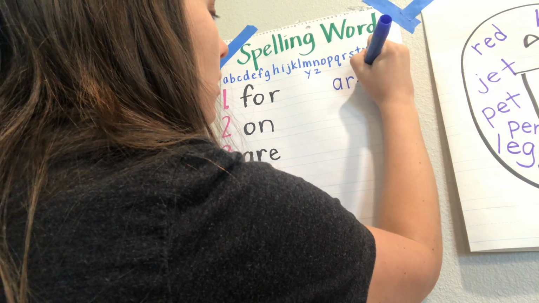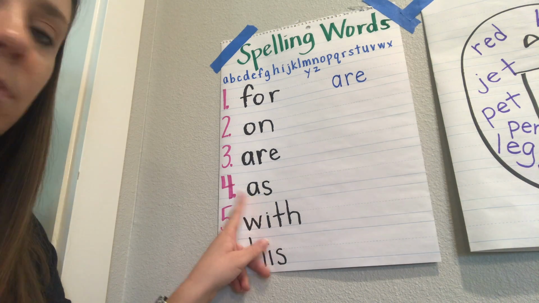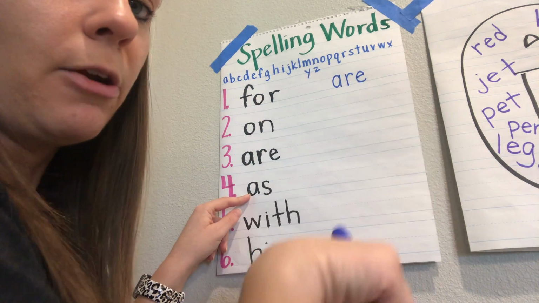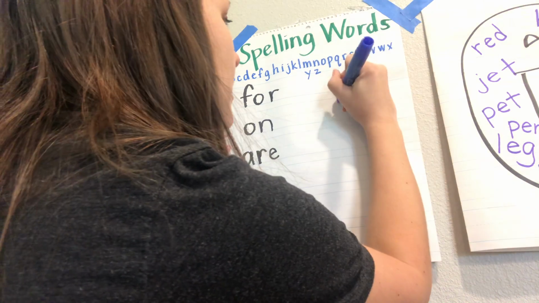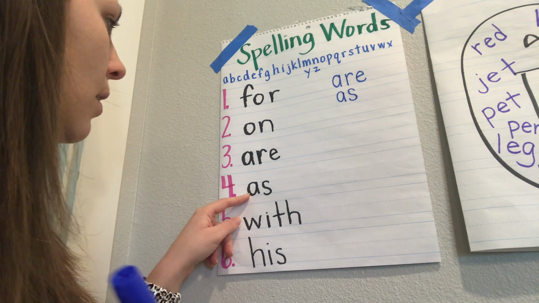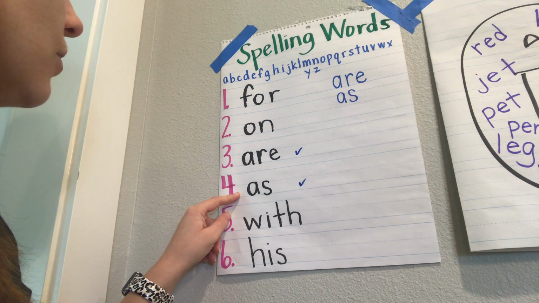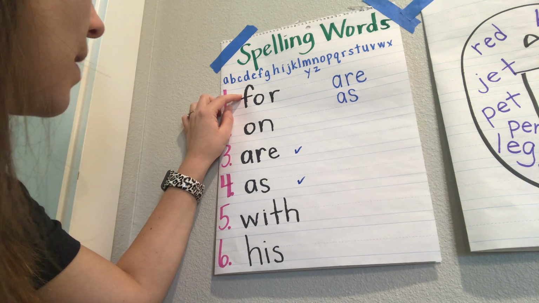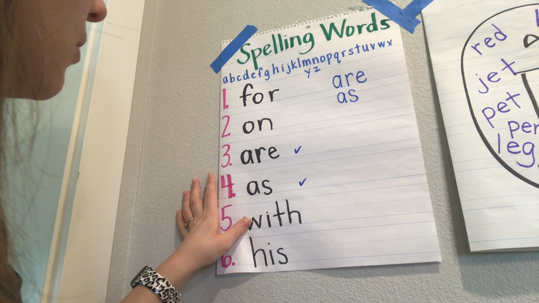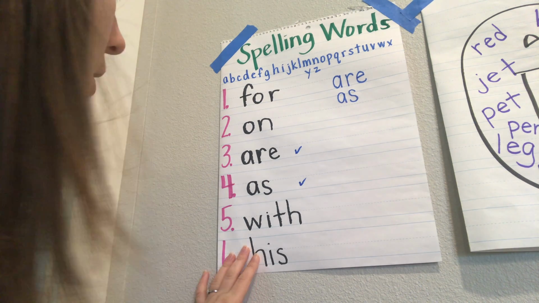So R, and then as is going to come next because it still begins with an A, and all of these other letters begin with something that's later on in the alphabet. So as is next in alphabetical order, or ABC order. Okay, so we've done both of these words. Now let's look what we have left. We have a word that begins with F, one that begins with O, one that begins with W, and one that begins with H.